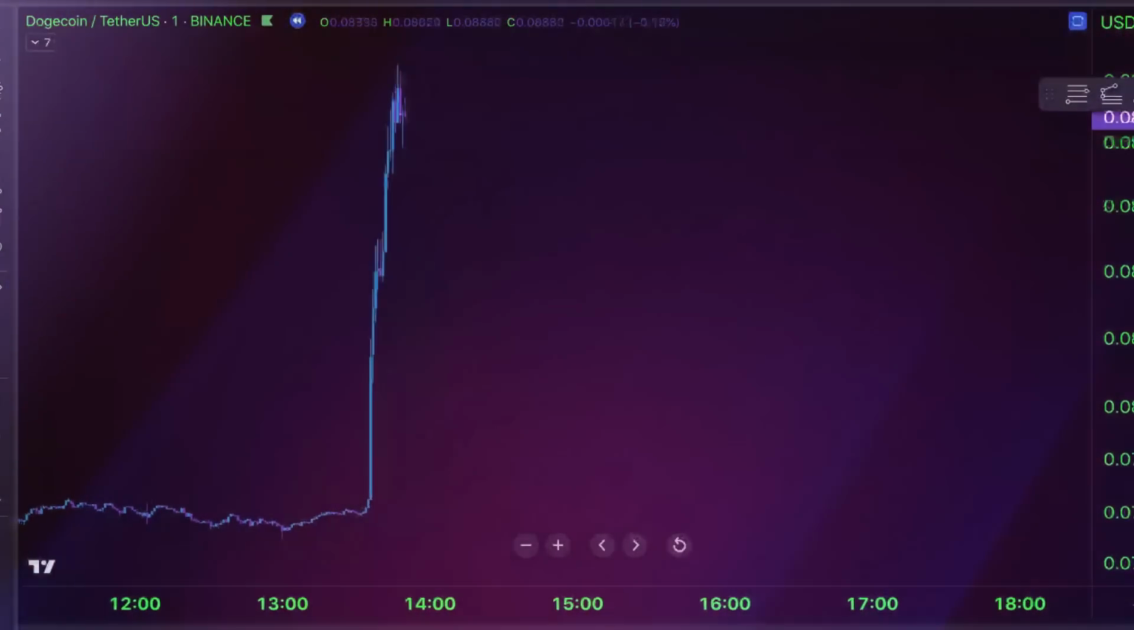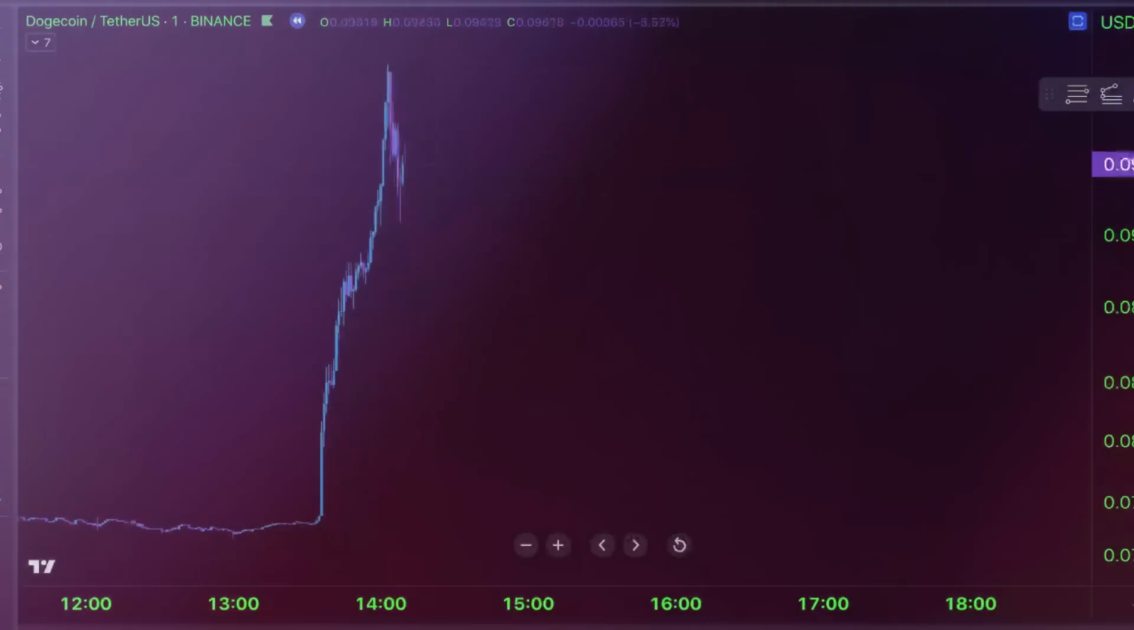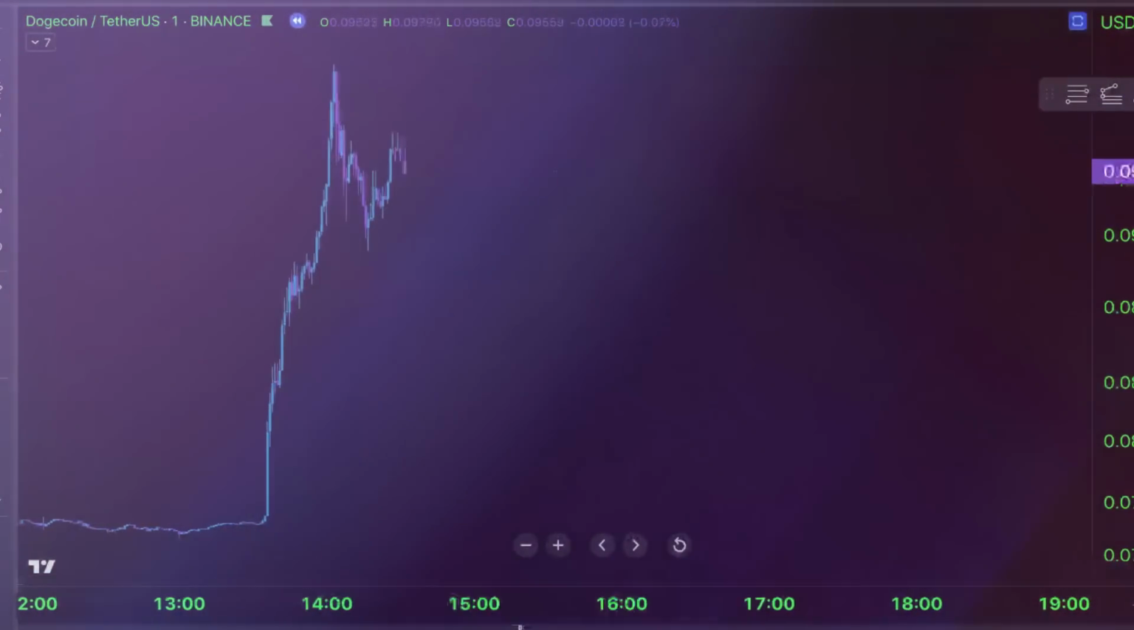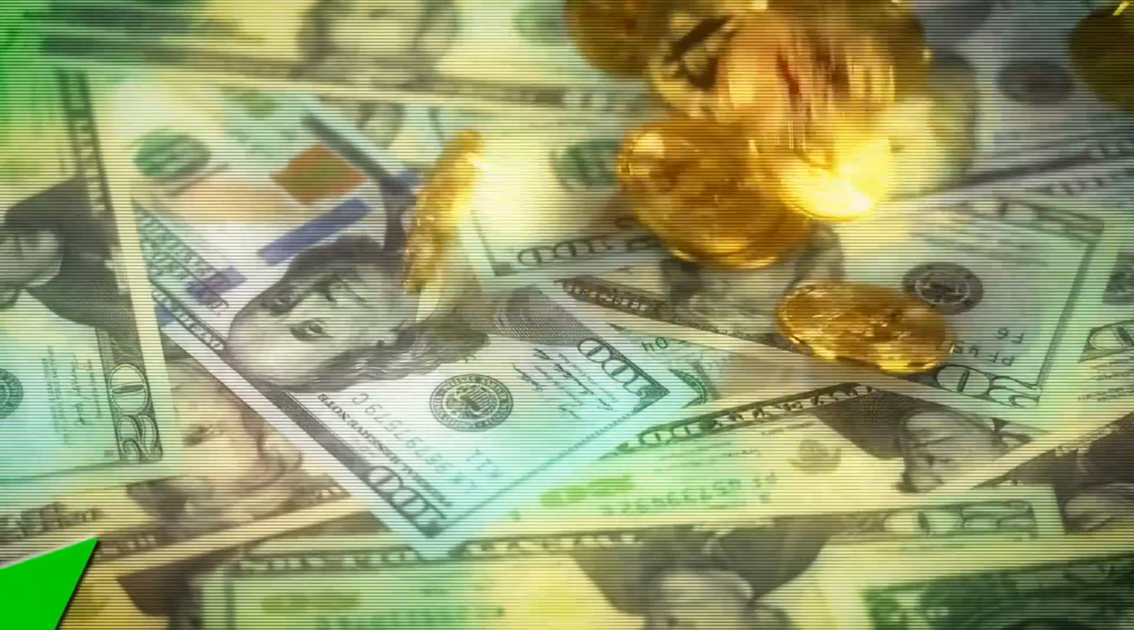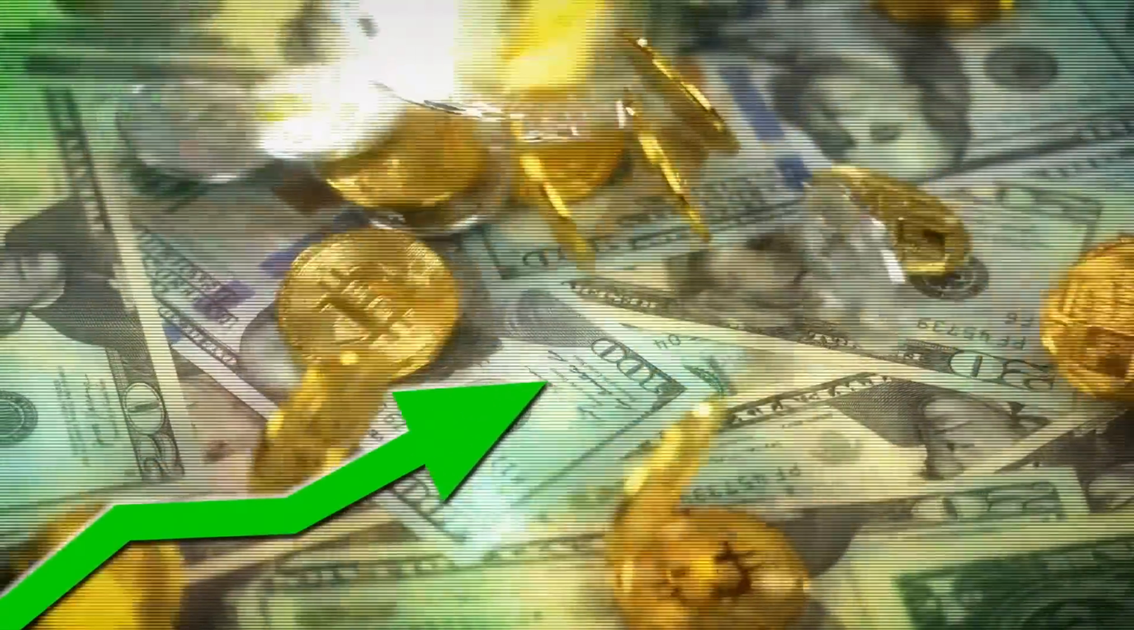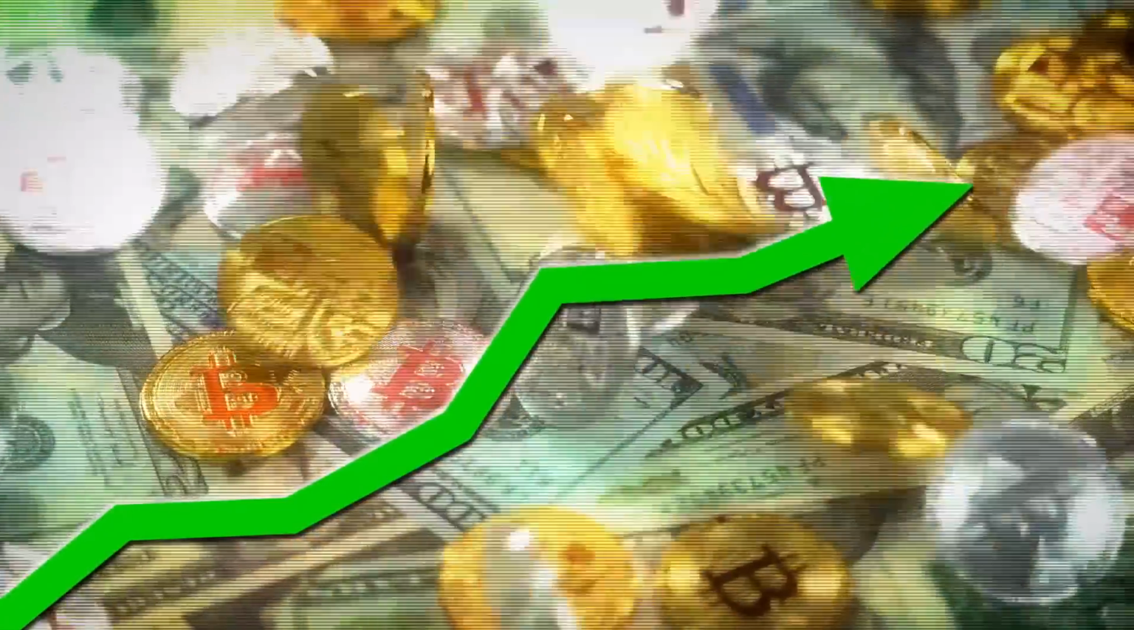Imagine if there was a way to predict a massive pump in the price or a massive dump in the price so that you could get into the trade before the big move. Well, today I'm going to be showing you exactly how to do that.